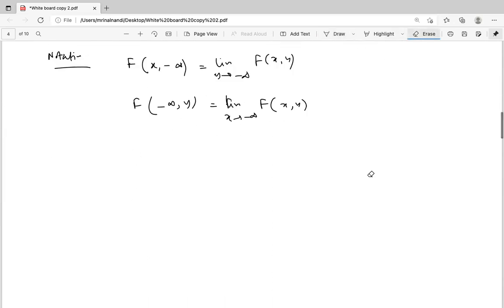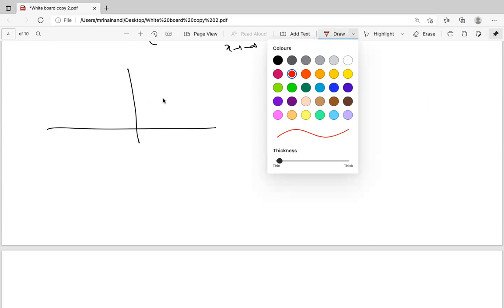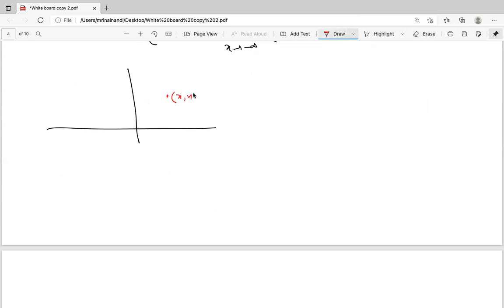What is the idea? The idea is this: you just see this. If you take (x,y), say this point (x,y), now consider the probability of this whole region. As x tends to infinity and y tends to infinity, both the x part and the y part are increased, and in the limit this takes the whole R2, the complete R2.